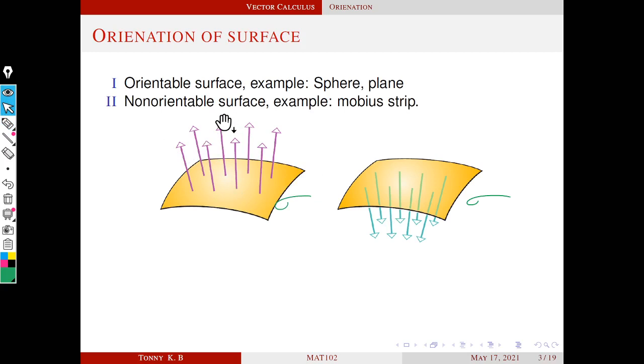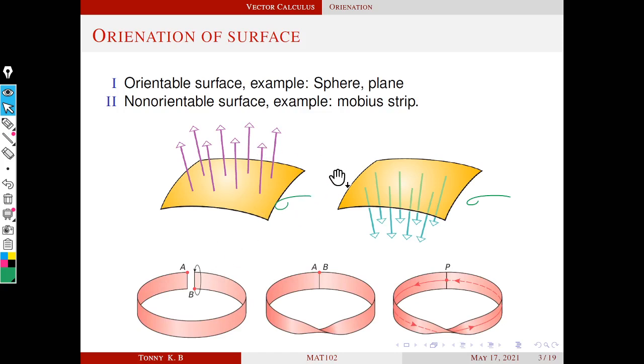Okay, the other one is a non-orientable surface, for example, the Mobius strip. I will explain what a Mobius strip is. First of all, you take a strip like this, then cut at this edge. So this top point is A, the bottom point is B. Then we twist one edge 180 degrees like this. Then you join it. Whenever we twist this 180 degrees, the point B becomes the top position. Now we get a strip like this. So this is called the Mobius strip.